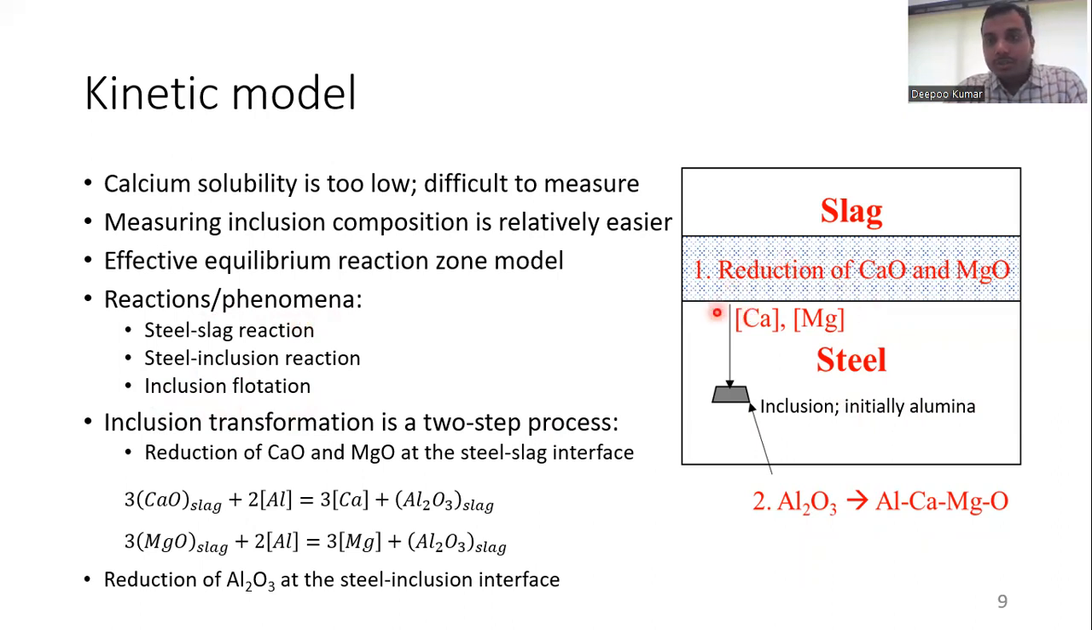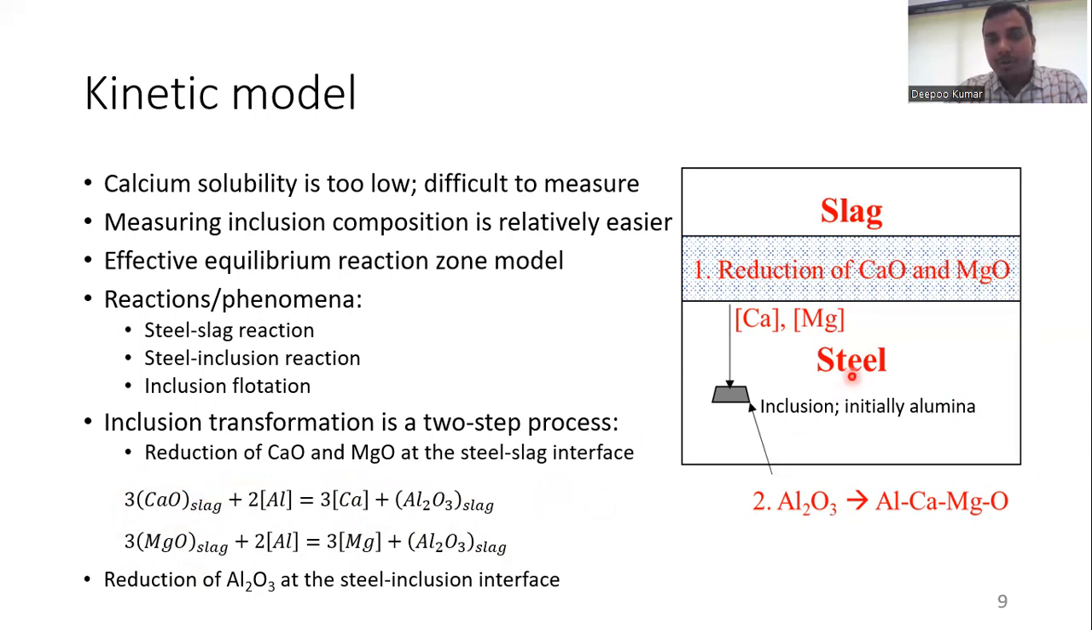So the mechanism of change in inclusion composition can be described as a two-step process. In the first step, there is a reduction of calcium oxide and magnesium oxide at the steel-slag interface. So calcium oxide in the slag can react with aluminum to give dissolved calcium and alumina in the slag, and similarly, magnesium oxide will give dissolved magnesium. These reactions are driven by the very large activity of calcium oxide and magnesium oxide in the slag.